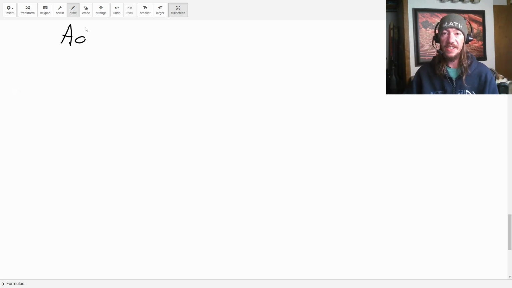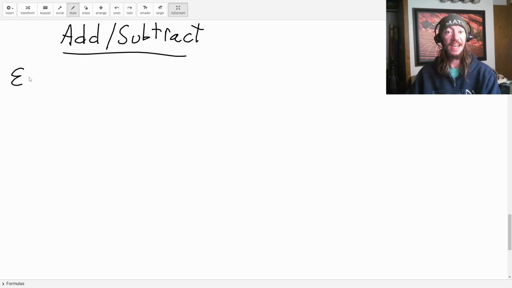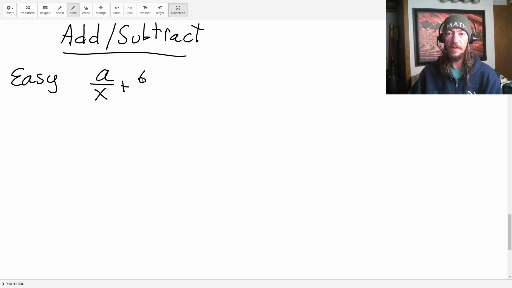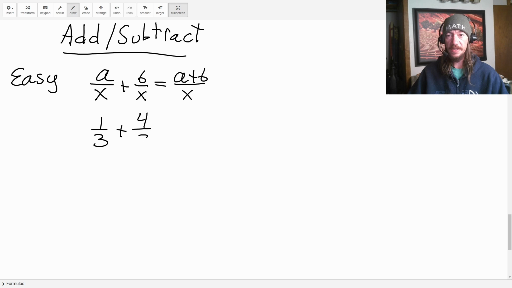On to the harder operations, adding and subtracting. So sometimes this is easy. It's easy when the fractions have the same denominator. So I have something like a over x plus b over x. The x's are the same thing. Well, then you're just adding a and b. This is a plus b over x. Example, if we have 1/3 plus 4/3, 1 plus 4 is 5/3.